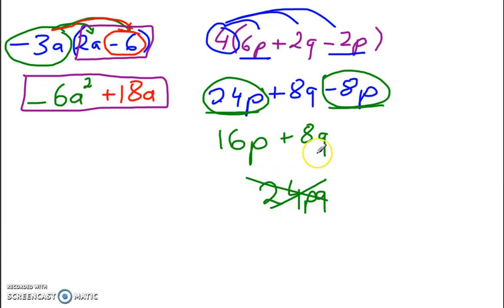Okay? Different variable, unlike terms. All right. Next, chapter 1.5. Let's look at this one. 1/4 times x plus 2 equals 5/6. All right. Now, we have fractions here.